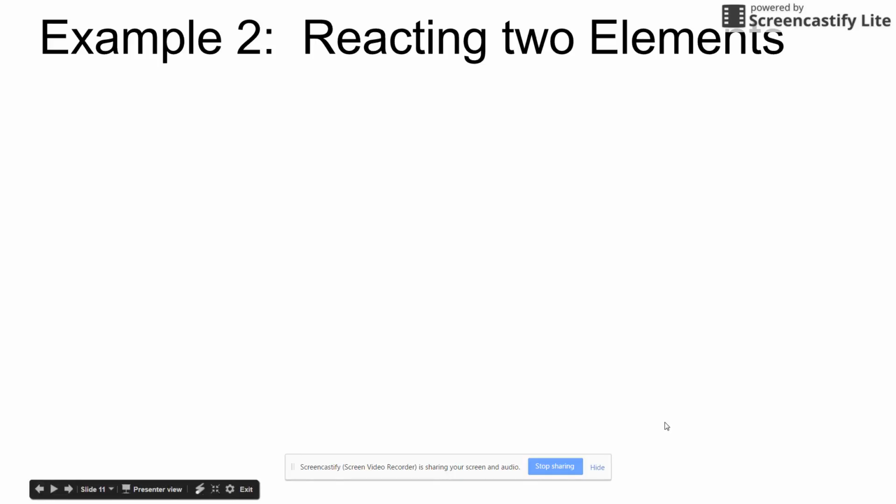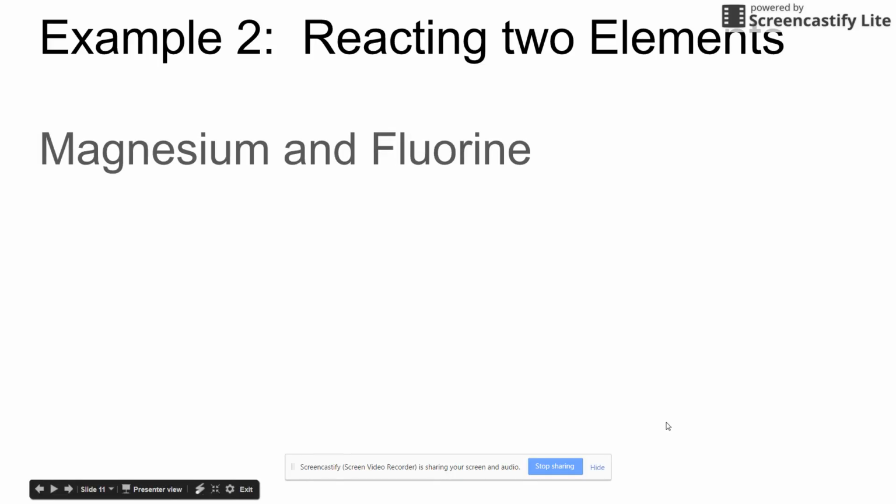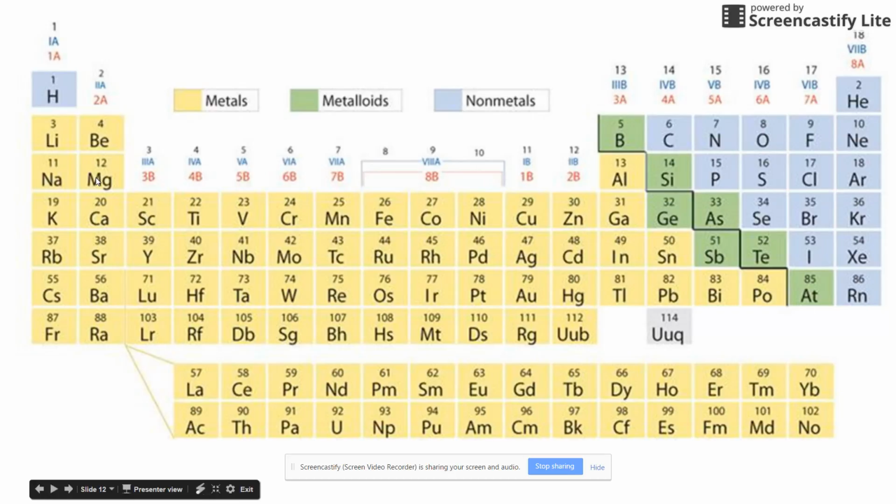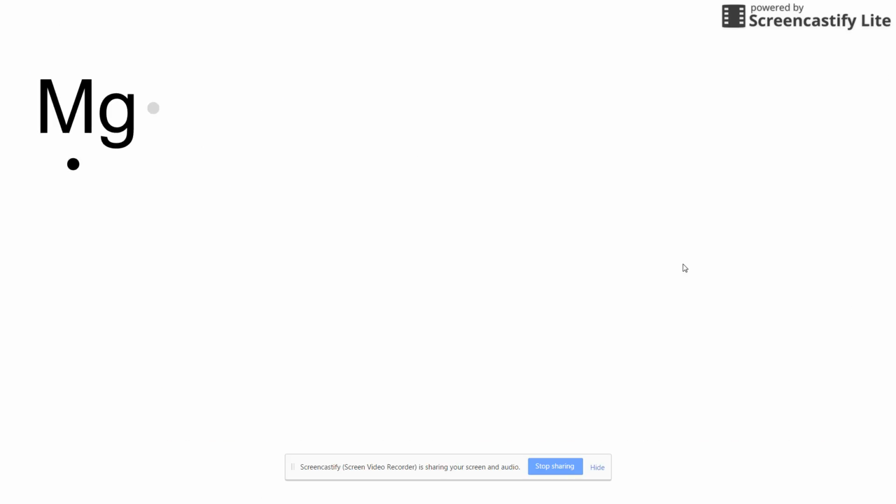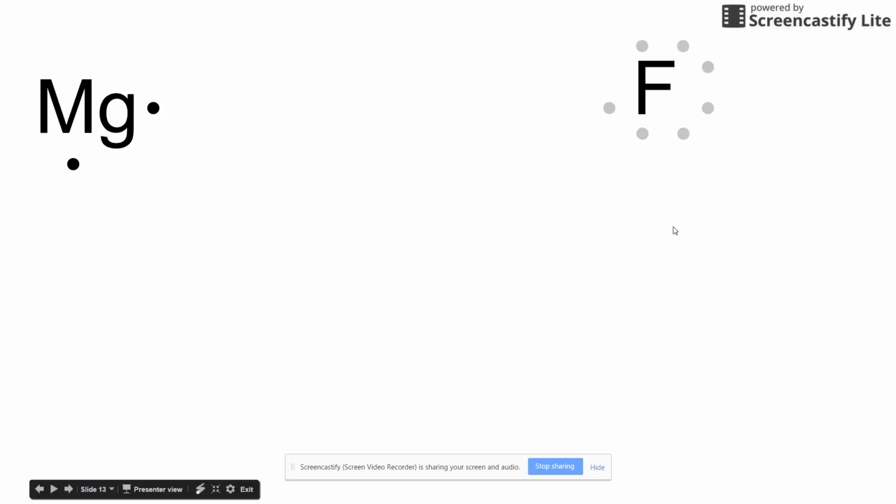All right, example number 2, magnesium and fluorine. You go through the same procedure. Magnesium has two valence electrons, and fluorine, which is group 17, has 7 valence electrons. You put down 2 dots for the 2 valence electrons of magnesium, and you put down 7 dots around fluorine. And fluorine, I mentioned, is the most electronegative, so it's going to be more electronegative.